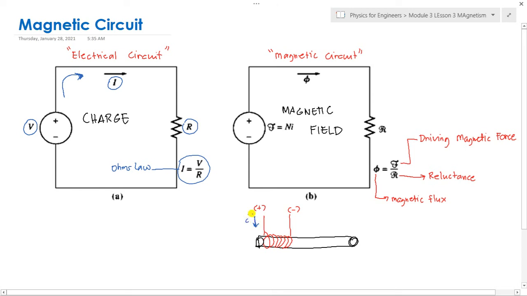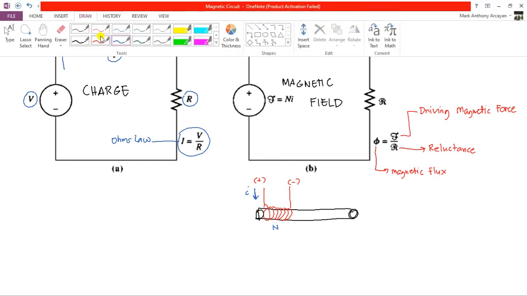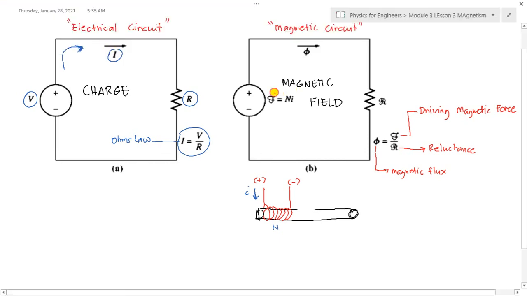We have here I. Of course, this one is the number of turns since it is coiled. So therefore, from these two parameters, we can already solve for its equivalent driving magnetic force, which is the same as the voltage in an electrical circuit. The formula for our driving magnetic force is I multiplied by the number of turns of our solenoid, which is the source of the magnetic field.